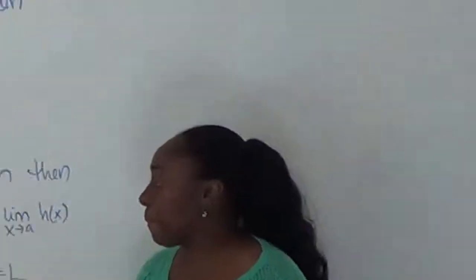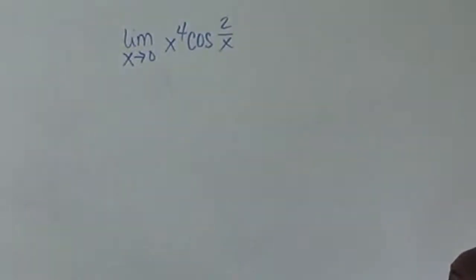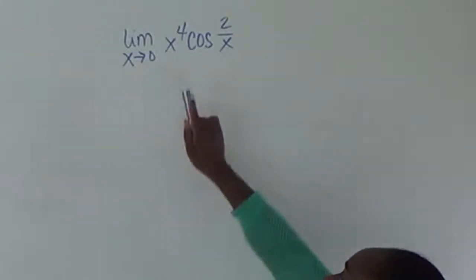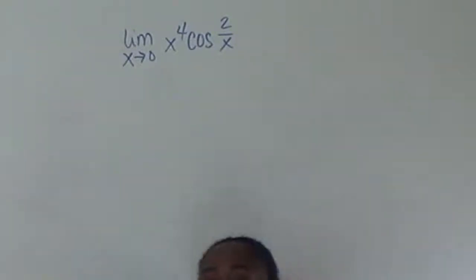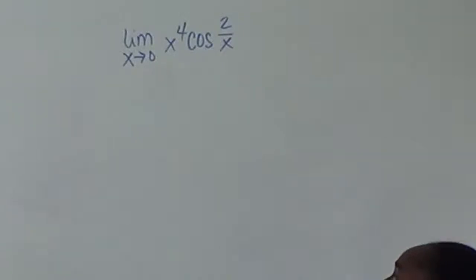Okay? And so an example of this would be our function, the limit as x goes to 0 of x to the fourth cosine of 2 over x. And I want to caution you on this one because your first thought should be, well, I have a product of two functions, so we can just use our limit law and combine the two. But the problem with that is, if I look at the limit of the first, it goes to 0, but the limit of the second function does not exist as x goes to 0. So you can't use that property. Both limits have to exist in order to use the product.